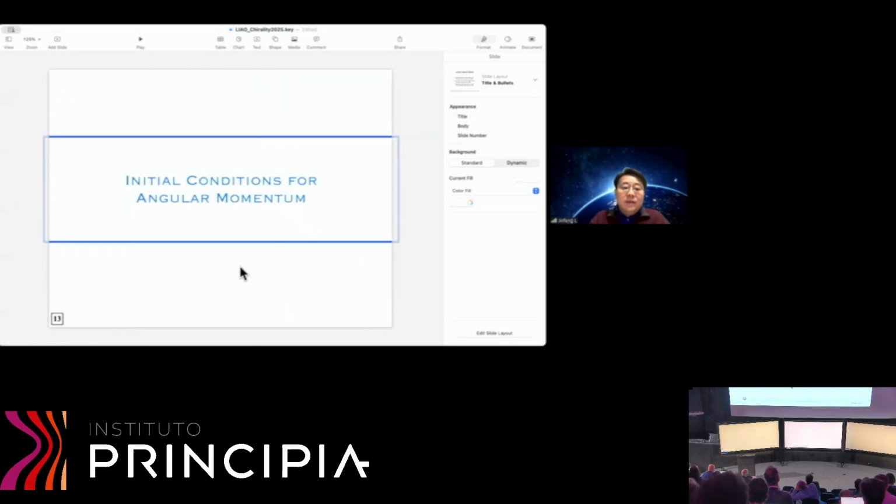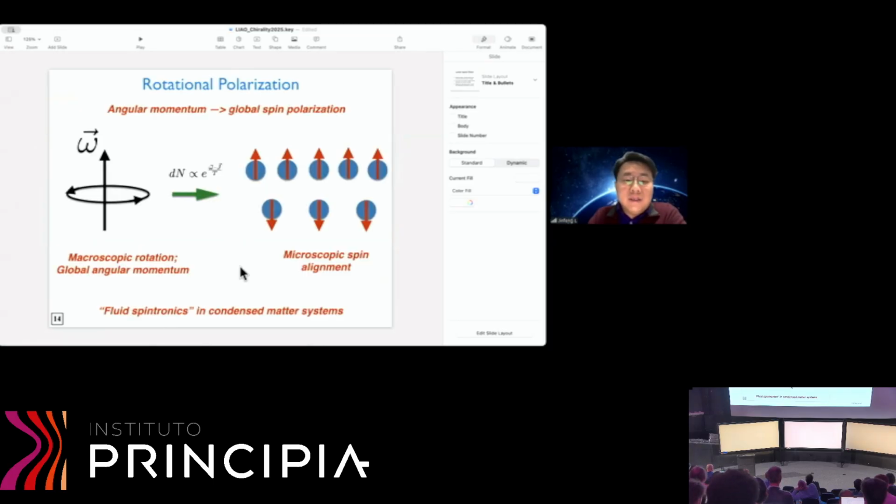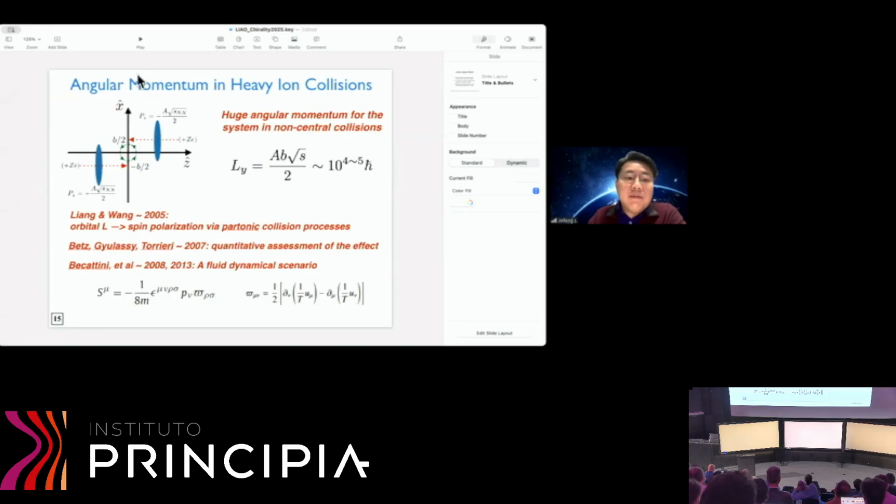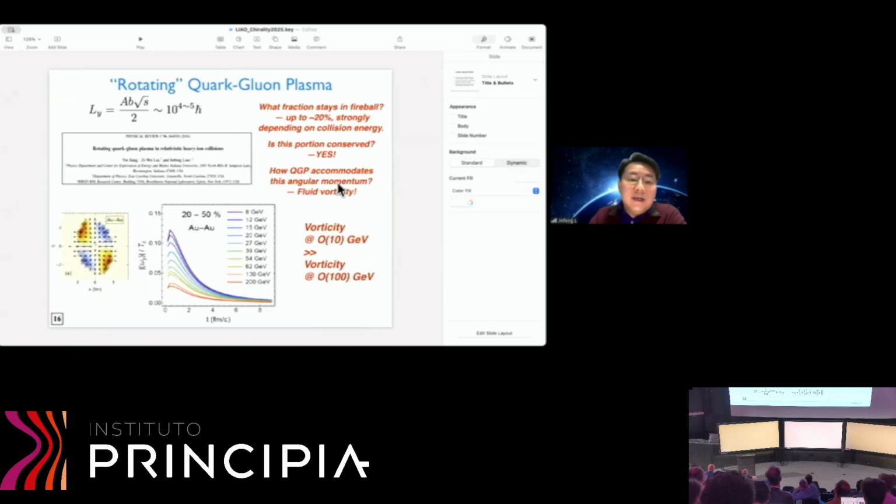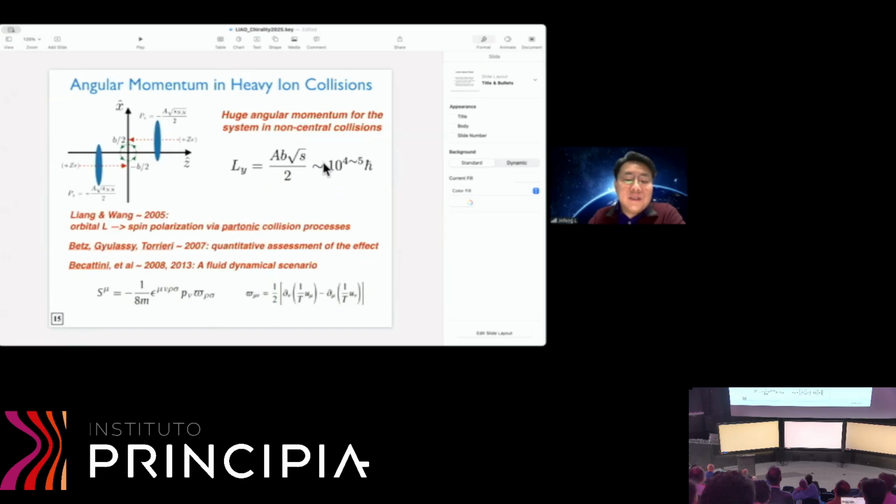Okay. All right. So that finished my first part, and my second part is about the initial conditions for angular momentum. I think this is another topic that probably has been discussed a lot at this conference. I'm going to be quick because I don't need all this introduction. Basically, your global angular momentum from the initial colliding system causes a spin polarization of your microscopic particles like quarks, and then that can be measured. I think in heavy ion collisions, we happen to have that kind of angular momentum. It's pretty huge. I think a number of people here made early contributions to this idea of angular momentum in heavy ion collisions.